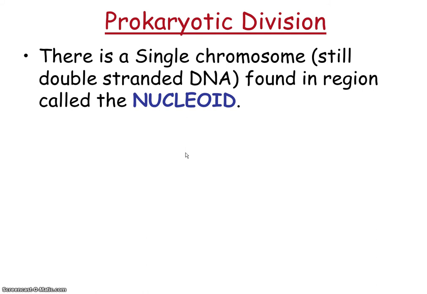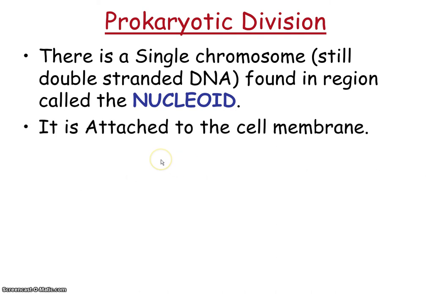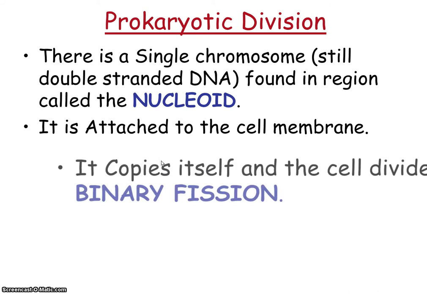Also, rather than having multiple chromosomes, remember we have 46 different chromosomes in every cell, they don't. They have one circular chromosome. Still double-stranded DNA, and it's not in a nucleus, it's in an area called the nucleoid. And typically it's attached to the cell membrane.